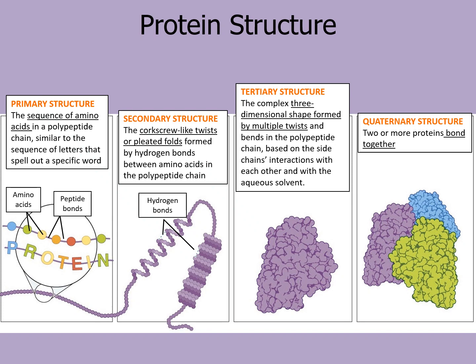Then you have your tertiary structure, the three-dimensional shape that is formed by multiple twists and bends of that polypeptide chain. So first it twists up like a little corkscrew, and then that twists even further. And then based on the side chains, those interact differently. And then your quaternary structure, you have two or more proteins that bond together. So it's kind of their step up.